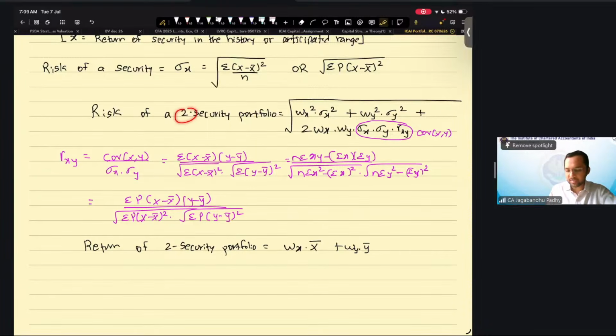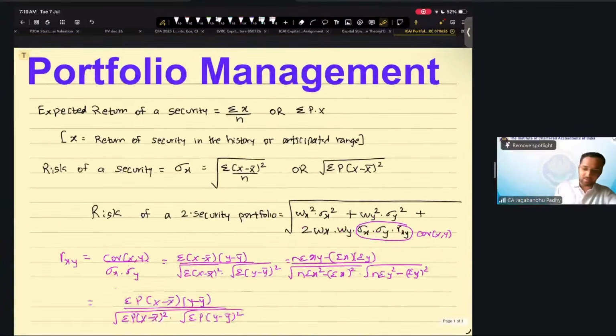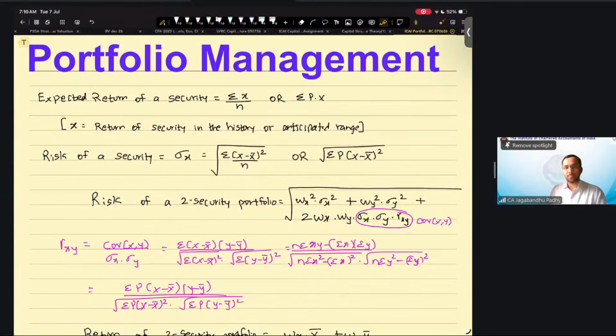If we have a three-security portfolio, then we'll have one more term pertaining to z: weight of x squared into standard deviation of x squared, weight of y squared into standard deviation of y squared, plus weight of z squared into standard deviation of z squared. And then we will have three terms: one is, of course, the correlation between x and y, another the correlation between x and z, and the third the correlation between y and z. So that is about the risk and return of a portfolio.